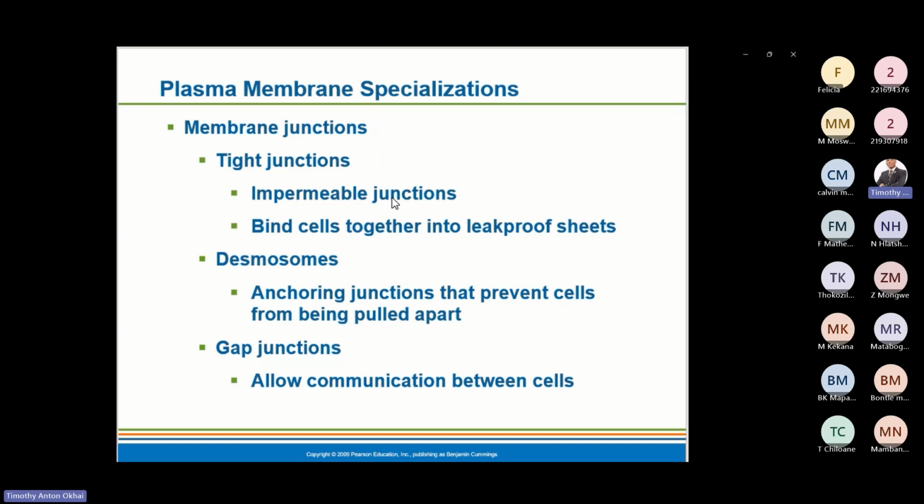Then you have desmosomes, which are anchoring junctions that prevent cells from being pulled apart. And then, of course, we have gap junctions. They are seen in the heart and between embryonic cells. Okay? They function mainly to allow communication, and they allow ions and nutrients such as sugar, amino acids, and nucleotides to be exchanged between them.